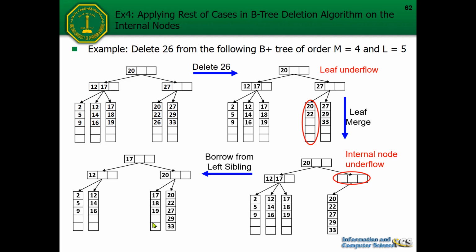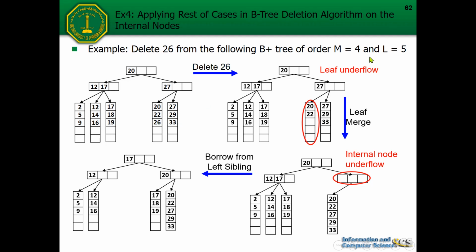Okay, this is the last example in the delete operation in the B+ tree. You can see that this is actually a little bit complicated. Let's look at the original state of the B+ tree. So this is the original B+ tree. Then we are going to delete key 26. 26 is this key.